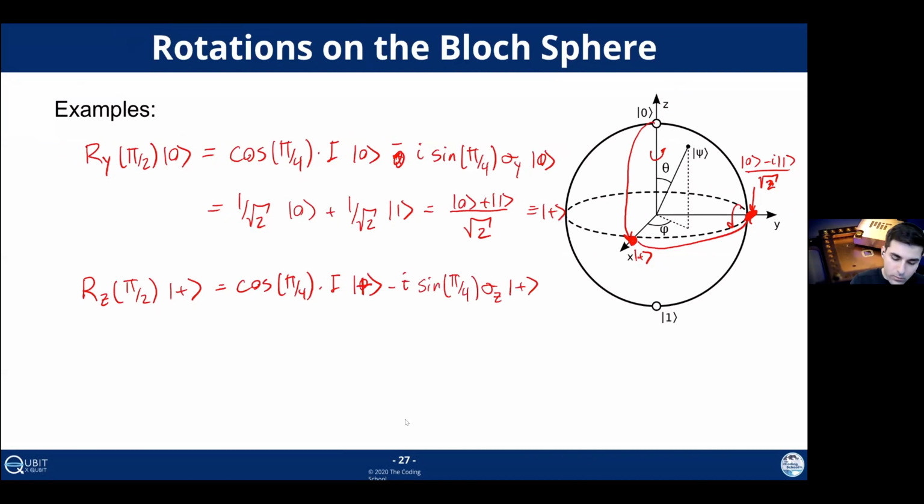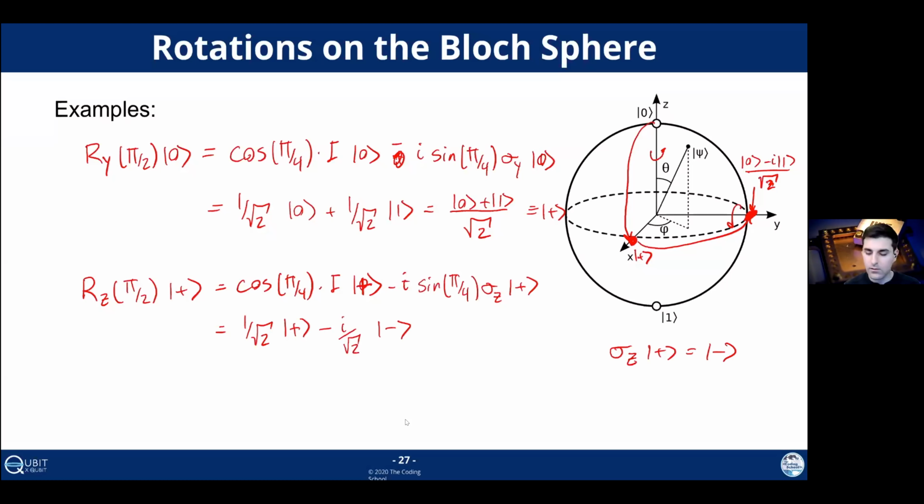So what do I end up with? So I have, in this case, cosine of pi divided by 4 times I, the identity acting on the plus state doesn't change anything. So I get 1 divided by square root of 2 times the plus state. Now here, sigma z acting on the plus state will give me the minus state. This is what we saw a few slides earlier. So I can write this as minus I divided by square root of 2 times the minus state. Okay, so far so good.